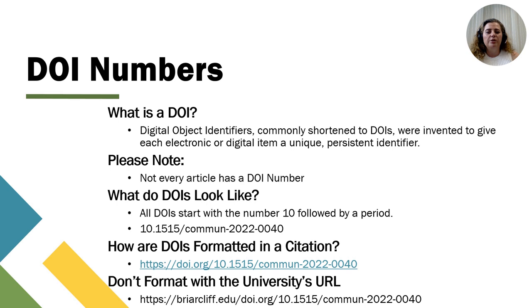So what do DOI numbers look like? All DOI numbers will start with a 10 followed by a period. Here we can see in our example, it's 10.151, a slash, and then the information from the journal that it is from. When DOIs are formatted in a citation, we add the DOI number after https://doi.org/ and then again that 10-point DOI number.